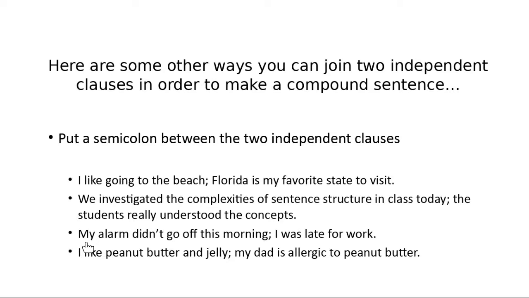Here's another example from what we've been looking at so far. My alarm didn't go off this morning; I was late for work. I like peanut butter and jelly; my dad is allergic to peanut butter. These are all perfectly acceptable ways of making a compound sentence by just having two independent clauses and putting a semicolon in the middle. You got yourself a compound sentence.